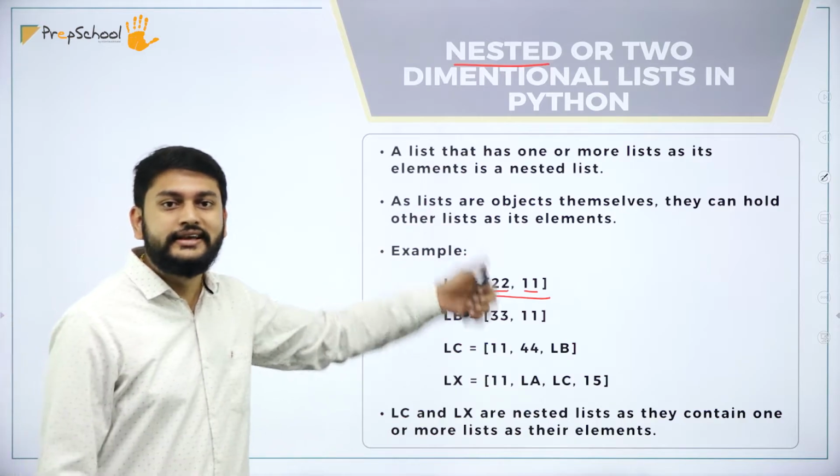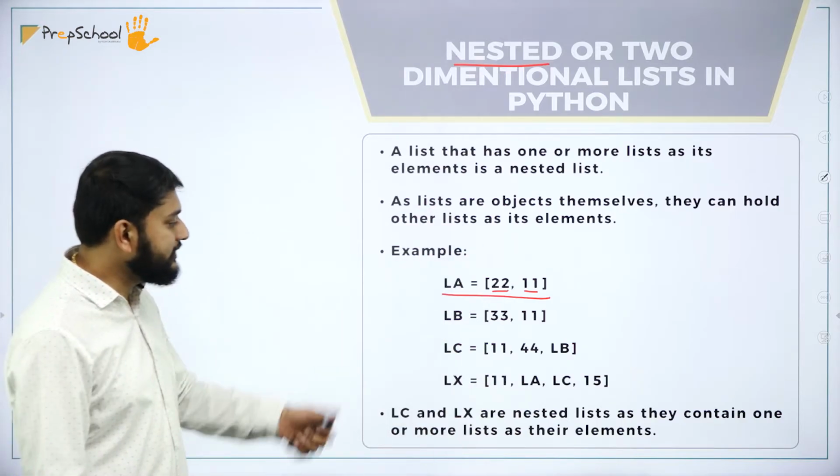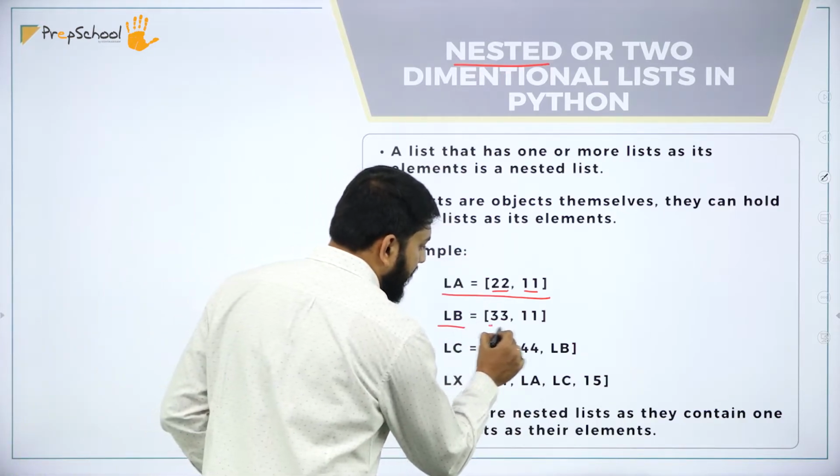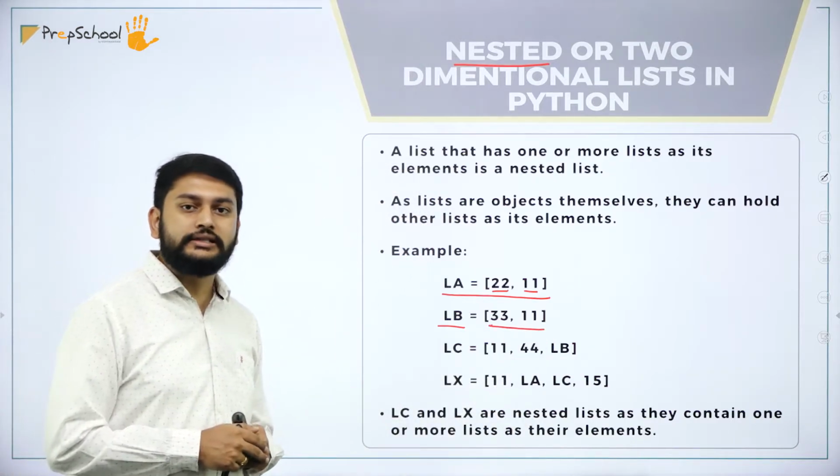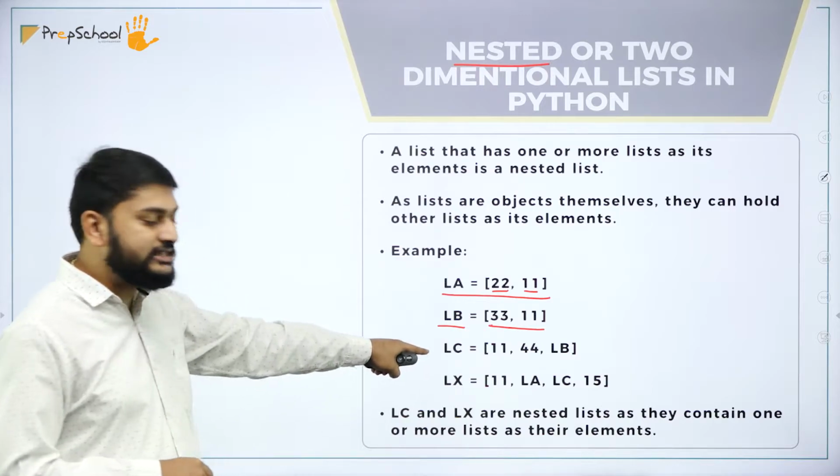The name of the list is LA, right? So what is the second list you have? So LB. Again, you have the elements in the LB, which is enclosed with the square brackets, right? So please observe this LC.